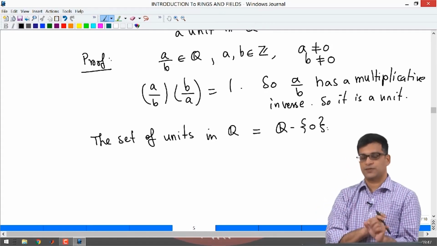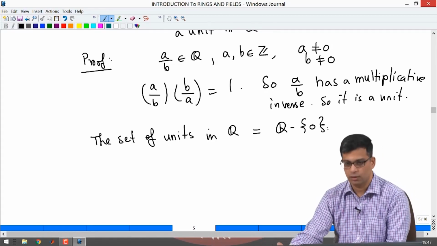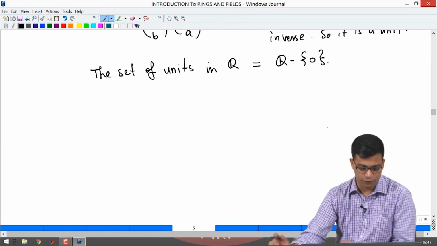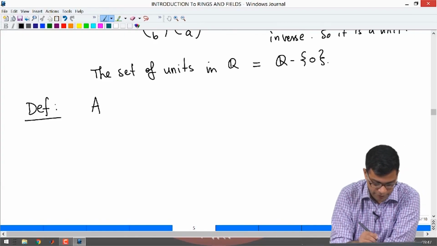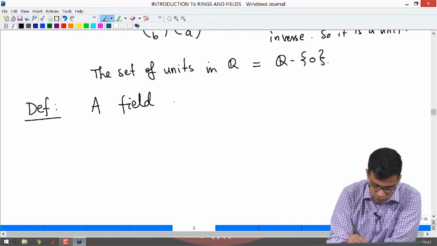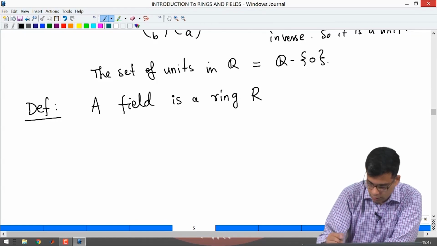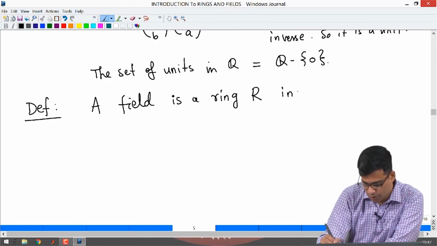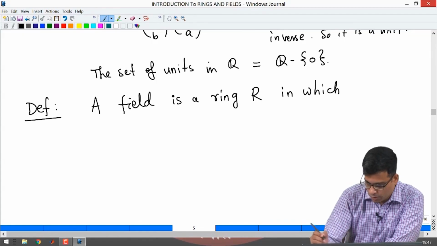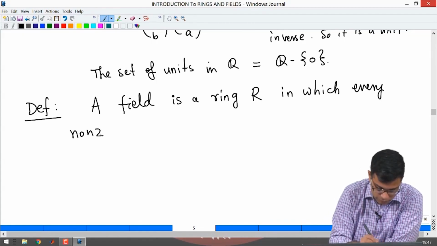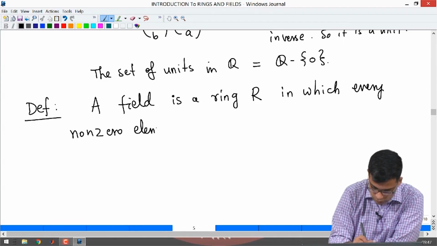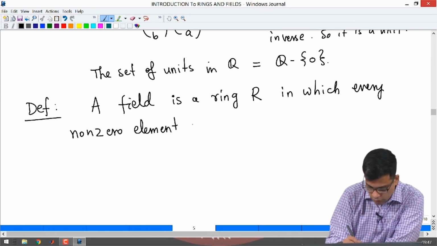So, rings which have this property are very important, they have a special name and they are called fields. So, let me end this video with this definition. A field is a ring R in which every non-zero element is a unit.